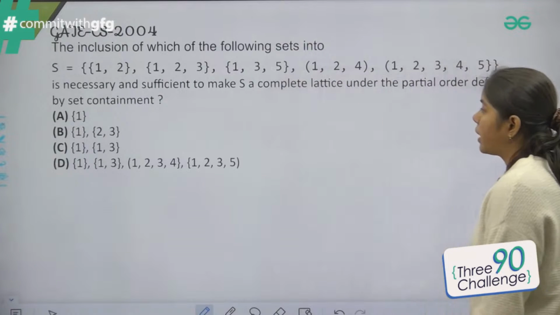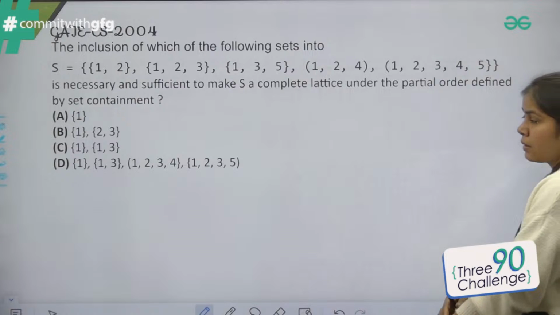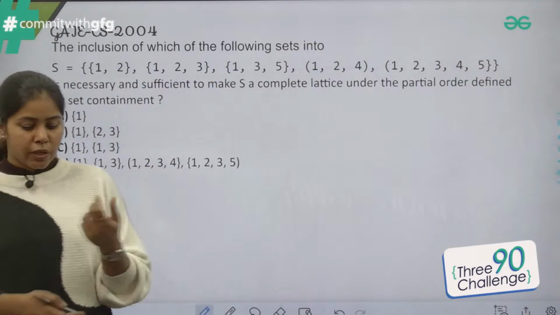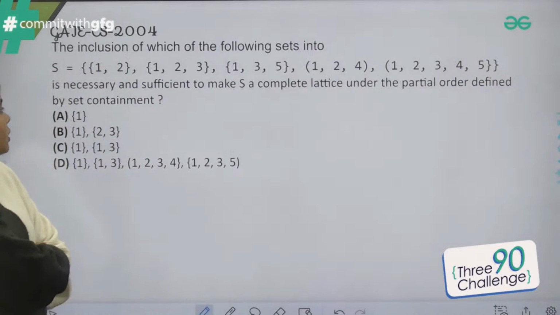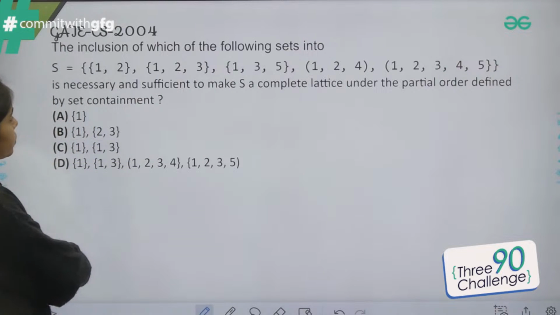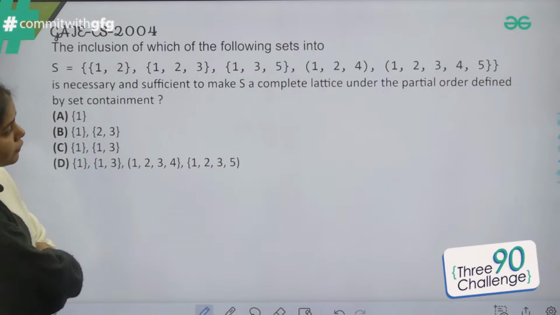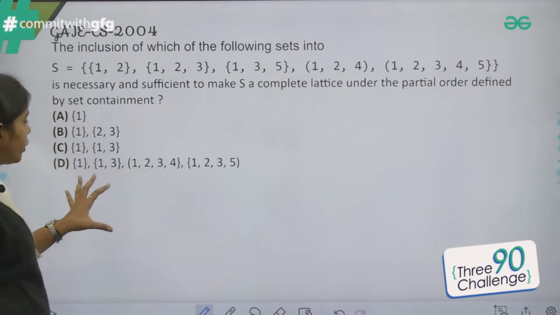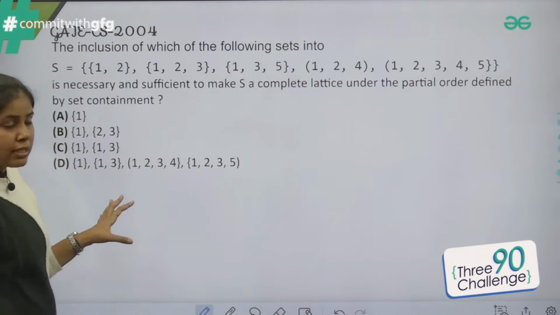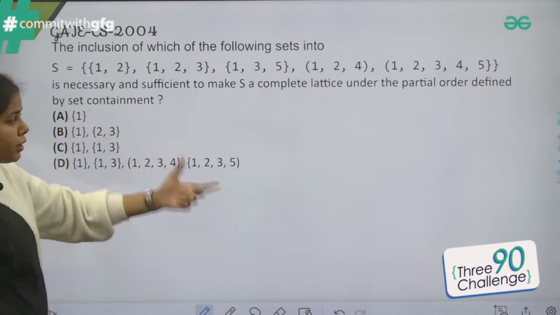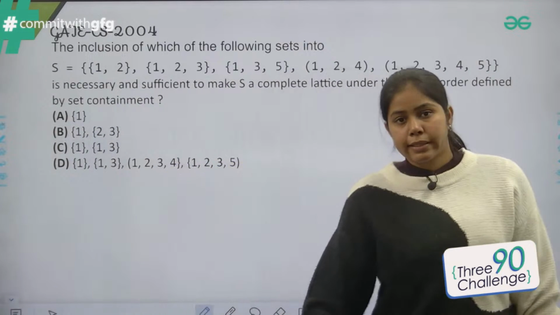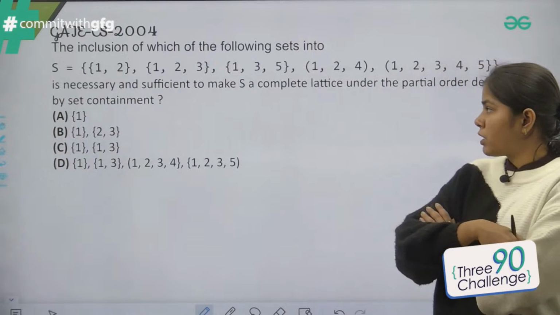Okay, so guys, this is a question from lattice. We have one topic which is partial order, and we have this question from there. So they are saying that S is equal to {1}, {1,2}, {1,2,3}, {1,3,5}. This is the set given. We have to add one of the elements from the ABCD options so that we get a complete lattice. So tell me which of the options is true.